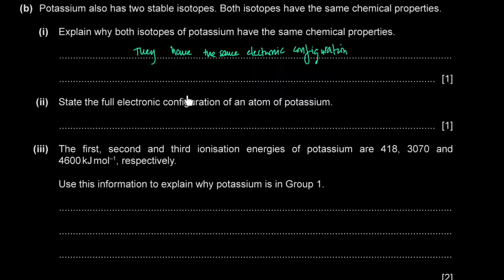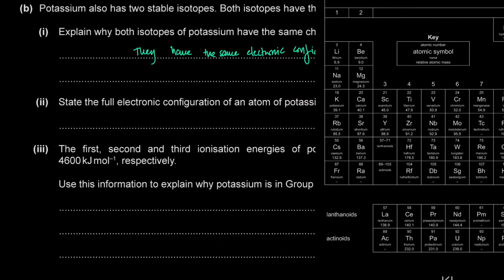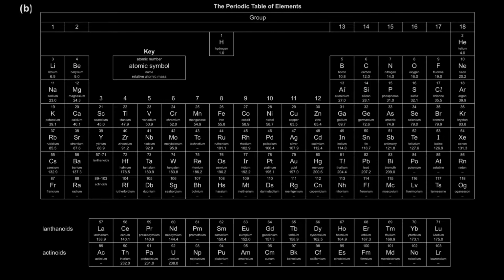State the full electronic configuration of an atom of potassium. Again, we can take a look at the periodic table over here. Now, potassium is in group 1, right? Group 1 is the first column in the s block, so it ends with 4s1. It's in the fourth period, so 4, and it's in group 1, so it ends with s1, 4s1. So we have 1s2, 2s2, 2p6, 3s2, 3p6, that's argon, and then 4s1.